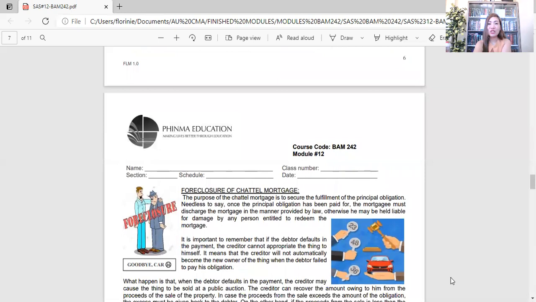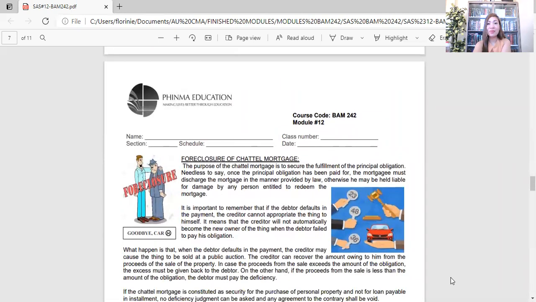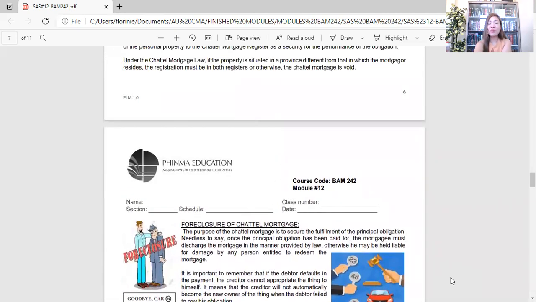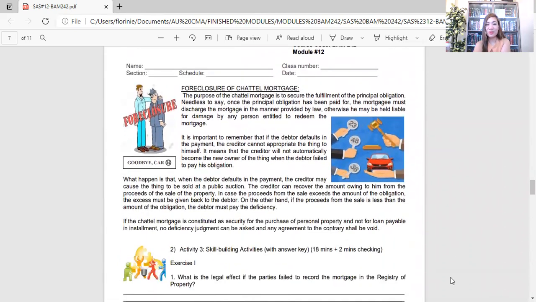So, ano ba kasi implication pag hindi mo nirehistro in both places? The mortgage is void. Usapan natin yung foreclosure ng chattel mortgage. Foreclosure. Ang lungkot niya, goodbye car, sabi. Tapos ayun na yung car niya, pina-public auction.